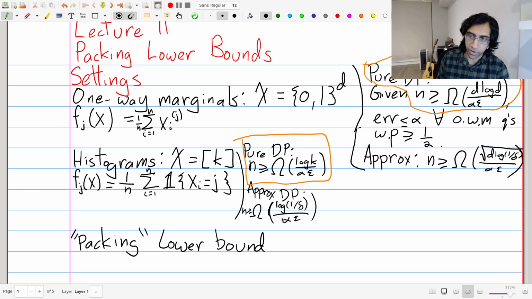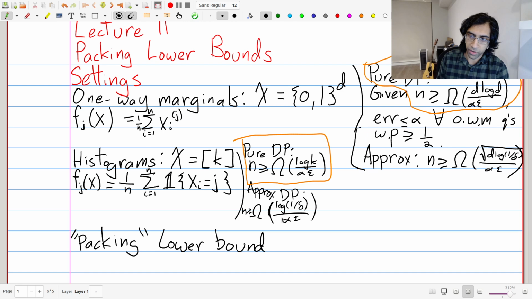And in some sense, the more data sets you can pack into the space, the stronger and stronger lower bounds we'll get. So the goal is really to try to find the most effective way to pack data sets in so that they're all pairwise far from each other.